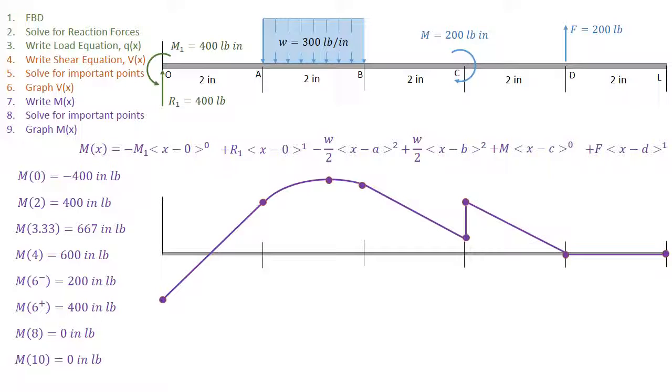So the two of these, my shear and my moment diagram, give me the maximum moment, 667, and if I look back at my shear diagram, I can find my maximum shear.